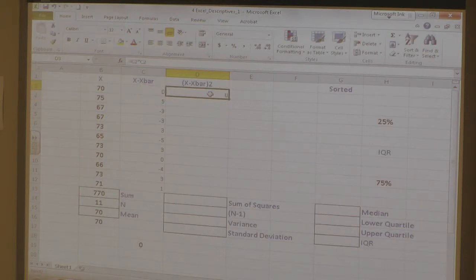Wait, what's that formula? I put in C2 times C2. I just took this times itself. In other words, what I'm doing is squaring. You could also use a square function, but it might get complicated. Okay, and I'm going to click in here and drag down again.